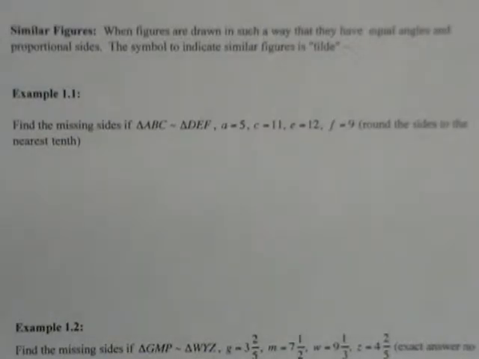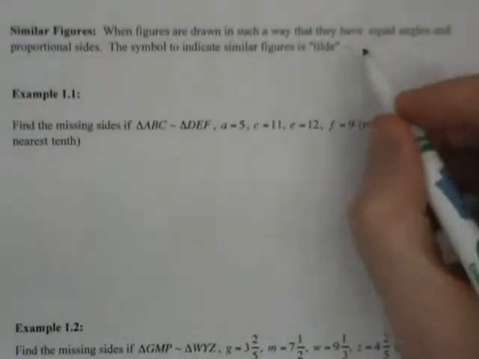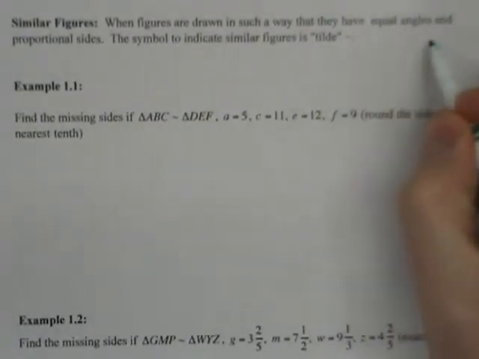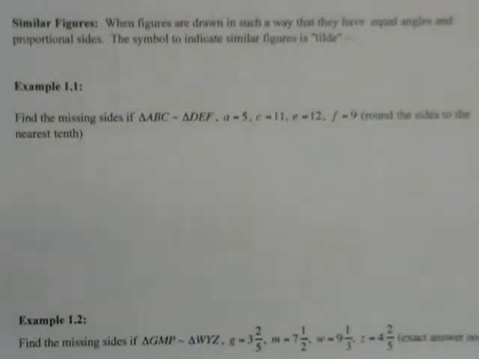I'm going to start off with an introduction to similar figures. Particularly, we're going to be working with similar triangles. Before we get into any problems, we must understand what similar means. Similar figures, by definition, is when figures are drawn in such a way that they have equal angles but proportional sides. The symbol to indicate similar figures is a tilde. That's a single wavy mark, or what's called a tilde. Be sure not to use the double wavy lines because that means approximate.